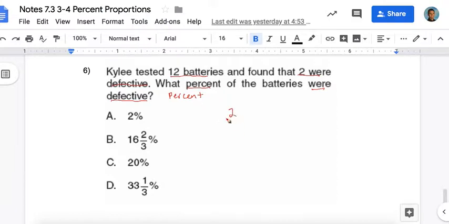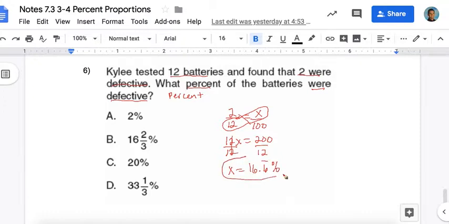So part over whole, so 2 over 12 equals x over 100. Cross products, 12 times x is 12x, and 2 times 100 is 200. The opposite of multiplication is division, so we're going to divide both sides by 12. 12 divided by 12 is a 1 in disguise, and 200 divided by 12 is 16.6 repeating percent. Now, if you look at your choices, you don't see that exactly because you see some fractions, but 0.6 repeating is 2/3. So we do have our answer right here, 16 2/3%.